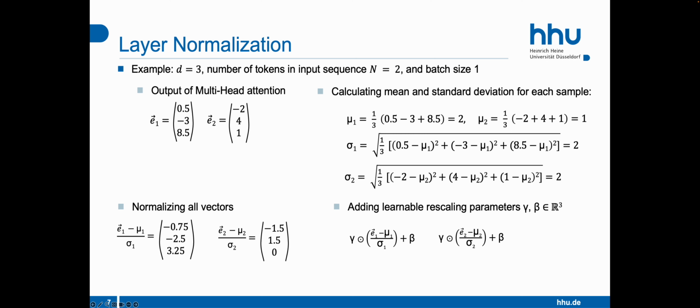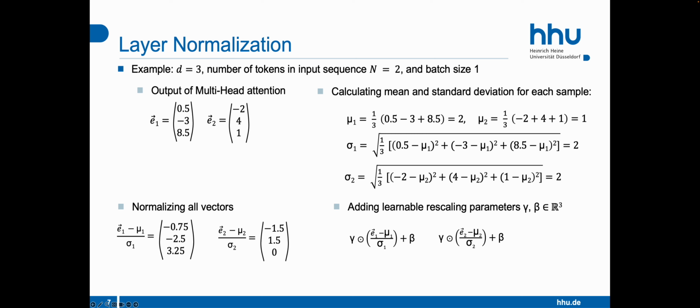Layer normalization now allows the model to rescale those normalized vectors by adding learnable parameters gamma and beta that have the same dimension as our vector representations. We calculate the Hadamard product of gamma with the normalized vectors. This means we multiply the first entry of gamma with the first entry of the normalized vector and use this as the first entry of the resulting vector, and so on. And then we also add the vector beta to the resulting vector.